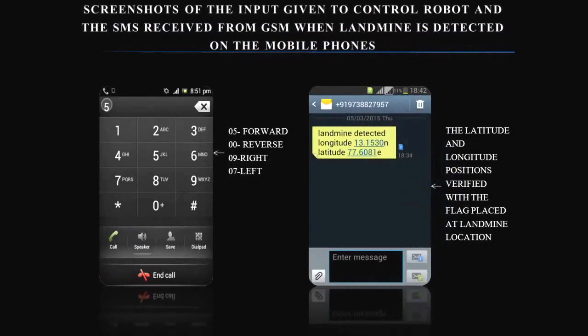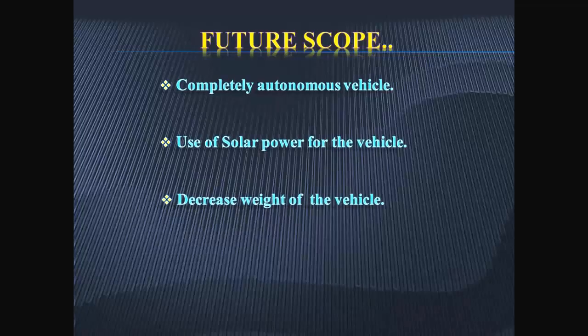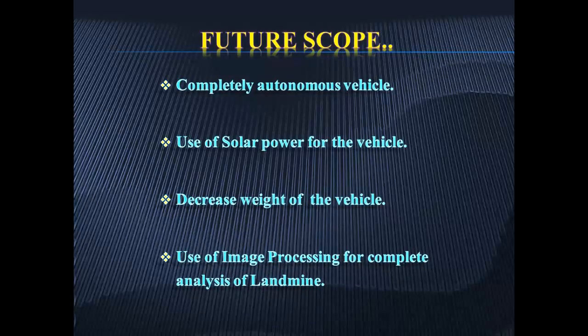Screenshots of the input given to control the robot and the SMS received from GSM when a landmine is detected on the mobile phones. We aim at making the vehicle an autonomous one, using solar power for the vehicle, decreasing the weight of the vehicle, and using image processing for complete analysis of the landmine.